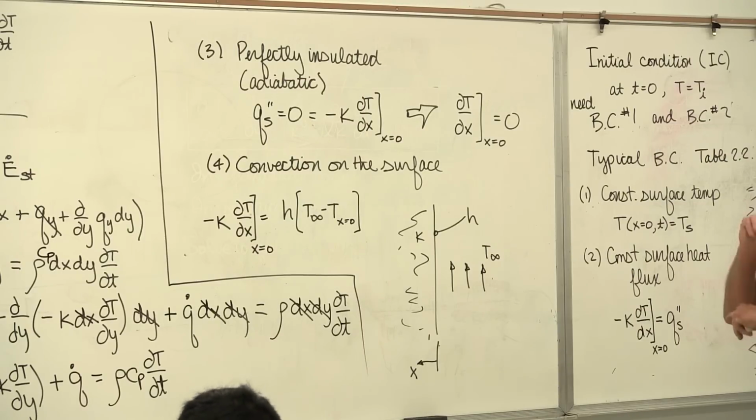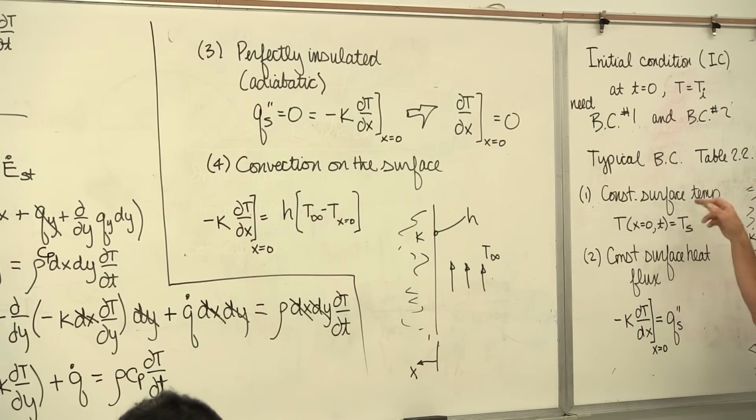So, you've got the governing differential equation, and then you've got the correct boundary conditions. Once you apply those to the differential equation, you get a solution for temperature in the body as a function of x, y, and time, if it's two-dimensional. I told you about this constant surface temperature.